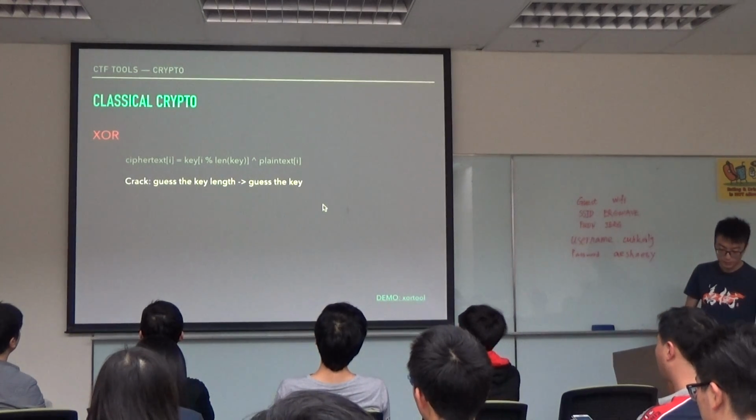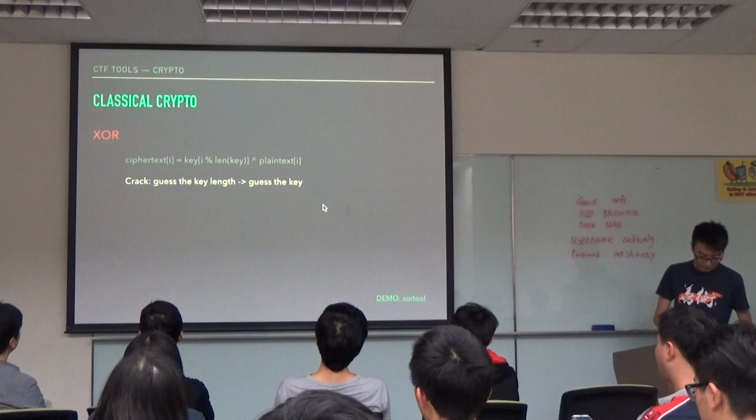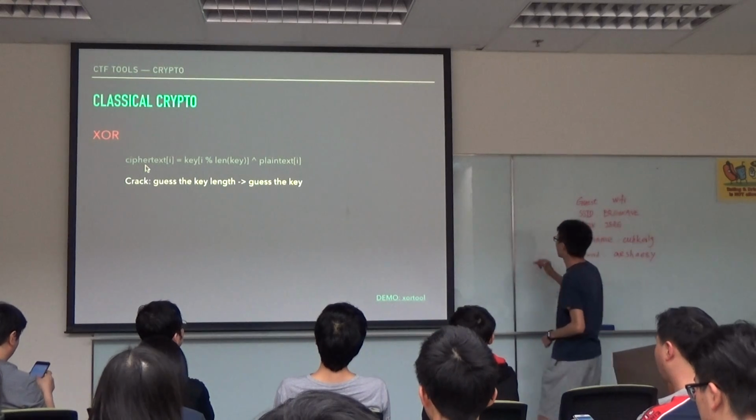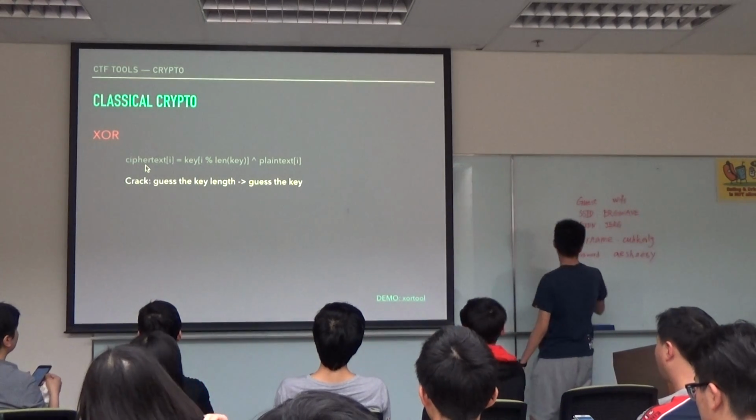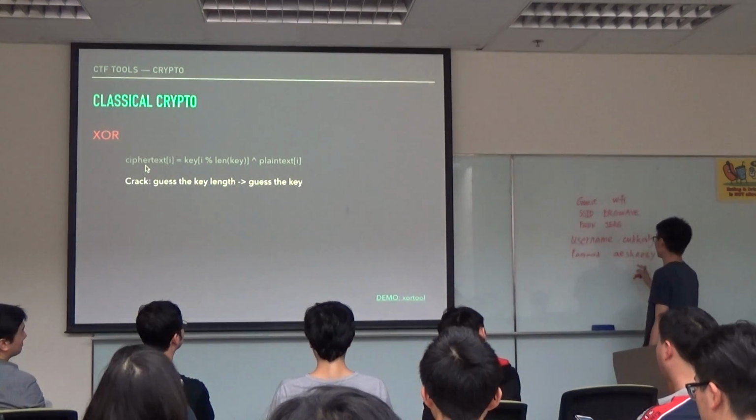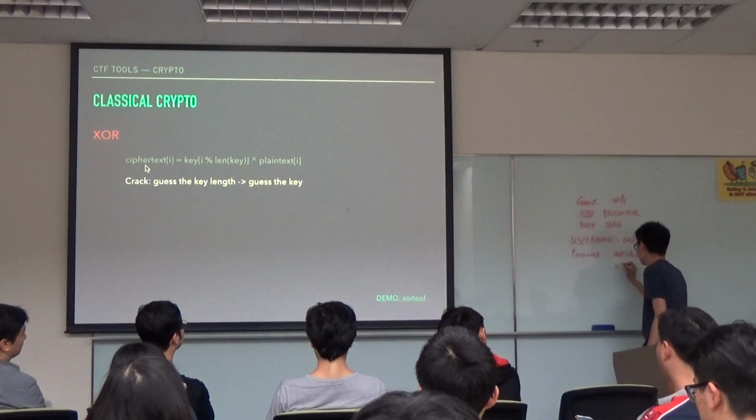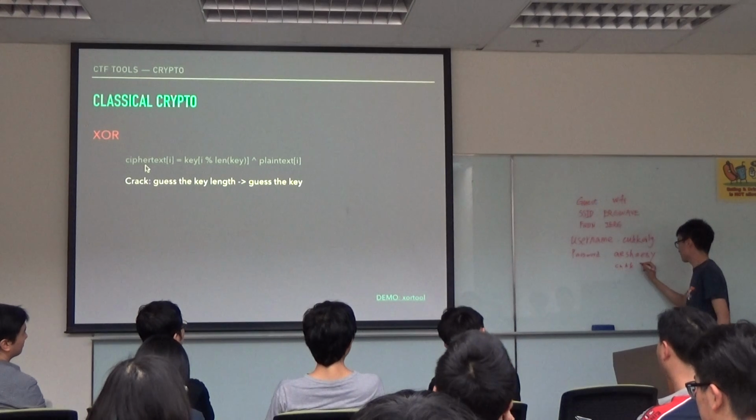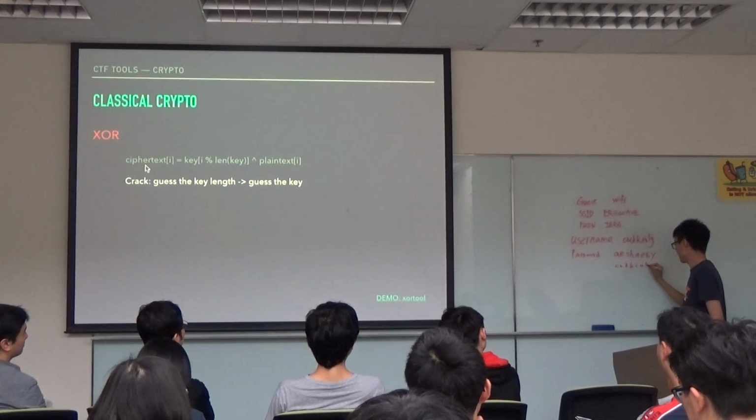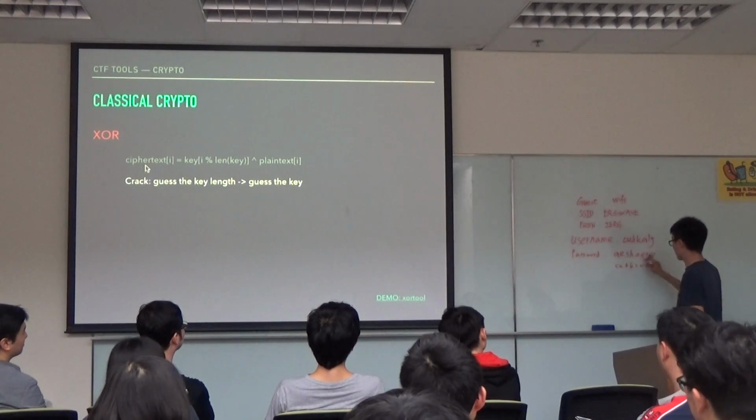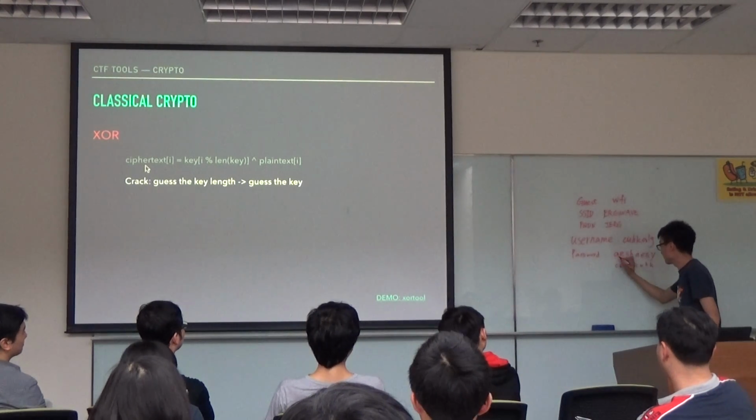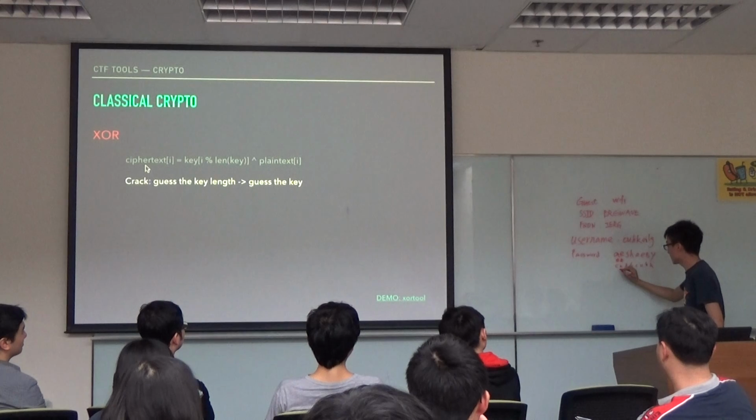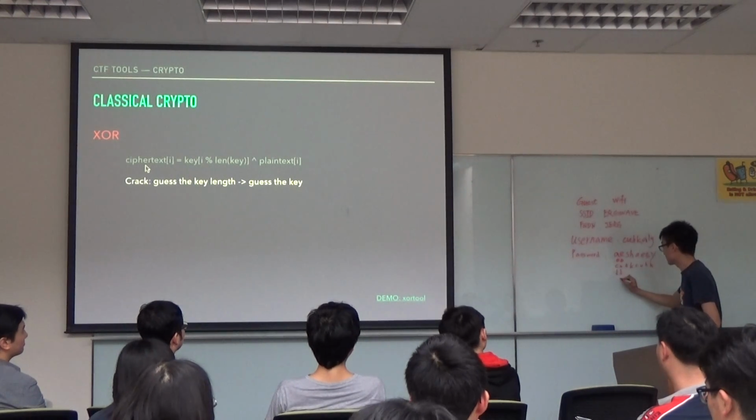This is another classical crypto, XOR. The algorithm is here. For example, if I want to encrypt this password, my secret key is CHK. So I repeat my key to match the length of the password, the message. And then for each pair, I do an XOR, and we get the ciphertext.